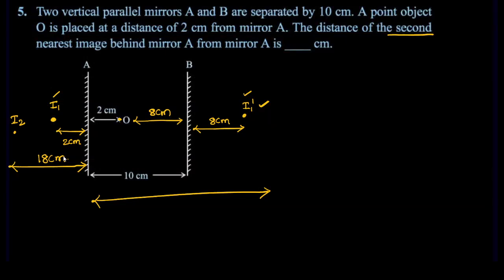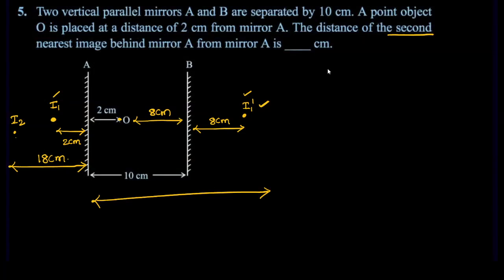They are asking to find the distance of the second image behind mirror A from the mirror A. So this second image is how much distance from A? 18 centimeters. Okay, sir. And this is one method. So there is another way we can solve this problem by using a crisscross method.